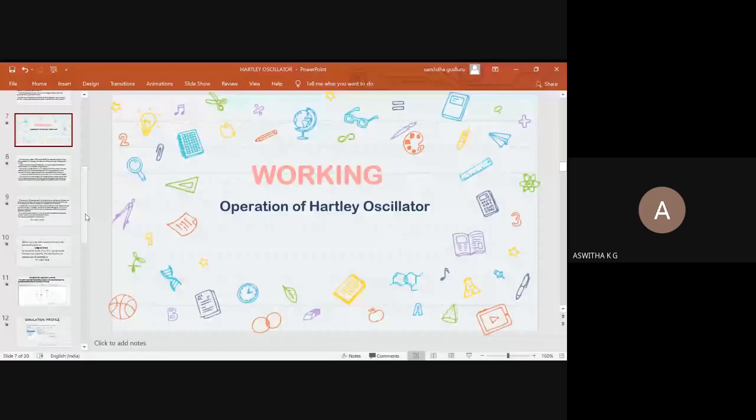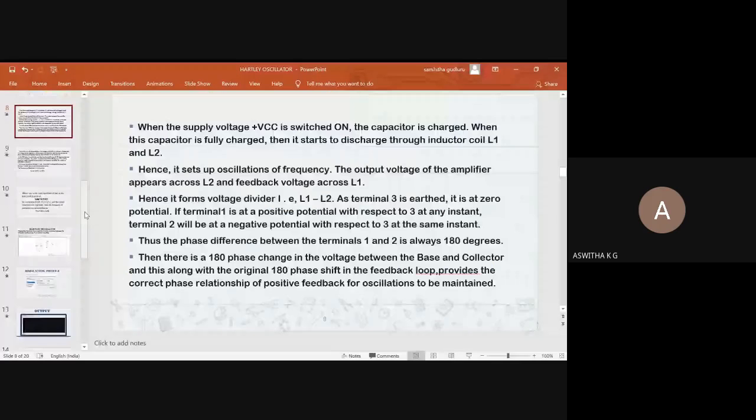Let us now see the working of Hartley oscillator. When the supply voltage is switched on, the capacitor is charged. When this capacitor is fully charged, it starts to discharge through inductor coils L1 and L2. Hence, it sets up oscillations of frequency. The output voltage of the amplifier appears across L2 and feedback voltage across L1. Hence, it forms a voltage divider, that is L1 and L2. Thus, the phase difference between the terminals 1 and 2 is always 180 degrees.